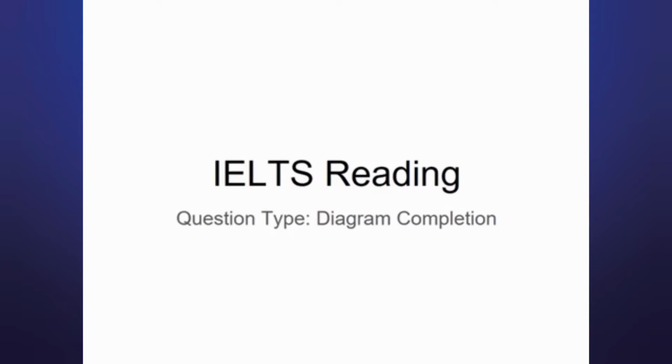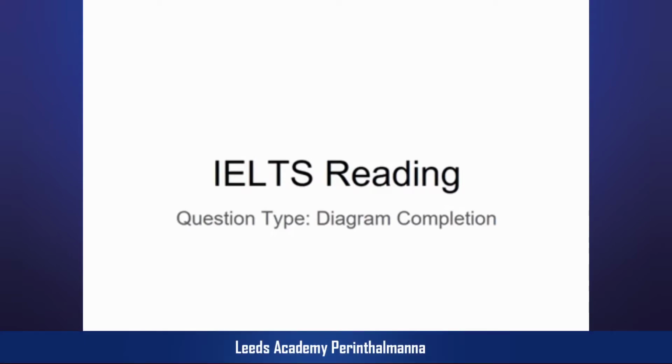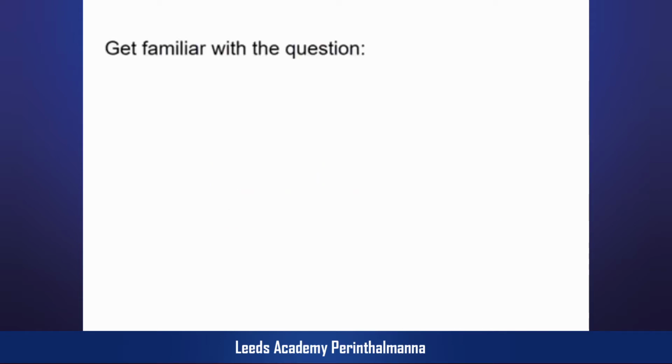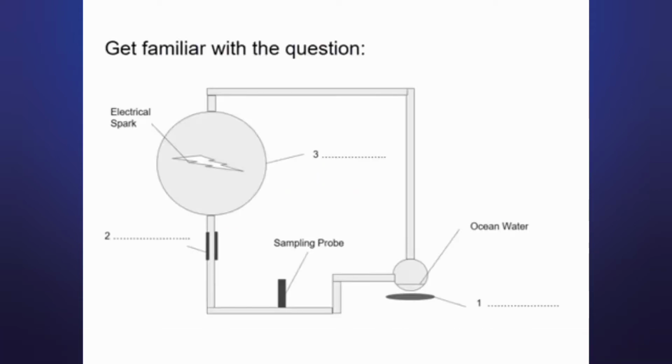Let's take a look at the IELTS reading question type called diagram completion questions. First, let's just get familiar with the question a little bit. On a diagram completion question, you will have some kind of visual diagram to look at. It may look something like this.